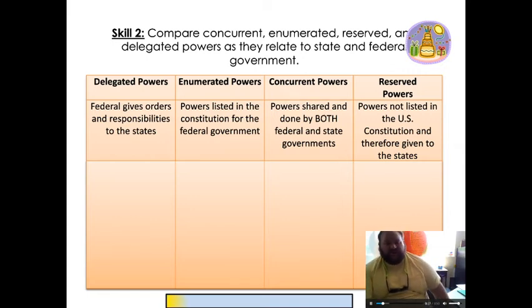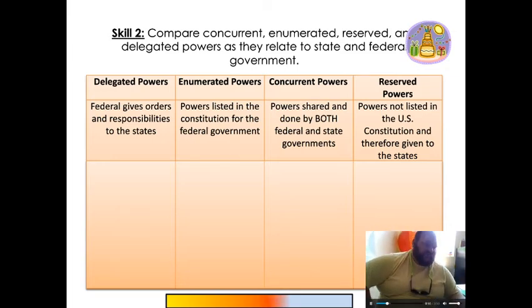Concurrent are powers that are shared between the federal government and the state government. That's where federalism comes from. And reserved are powers given specifically to the states by the Constitution. They are the ones that are not listed for the federal government, given to us by the 10th Amendment to the U.S. Constitution. Powers not listed in the U.S. Constitution are reserved for the states. So think about things like driver's licenses, marriage licenses.